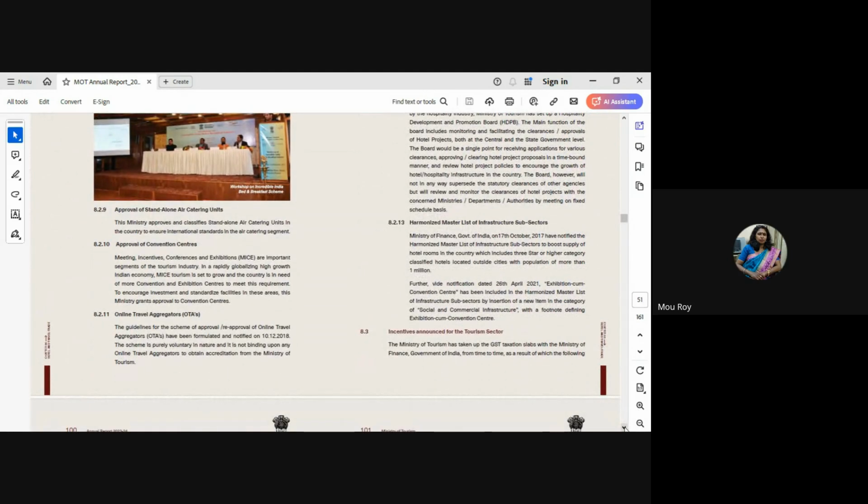I told you about the online travel agencies like Make My Trip, Goibibo, and Expedia.com. These are the online travel agents. Then we do have MICE. This is very important. MICE includes meetings, incentives, conferences, and exhibitions. They are very important segments of the tourism industry.